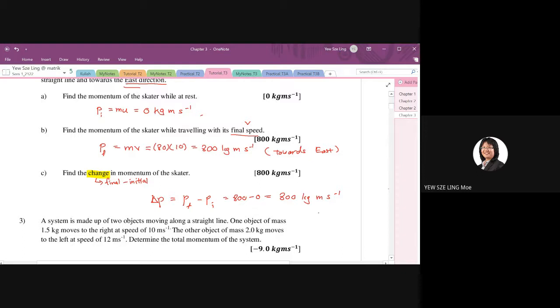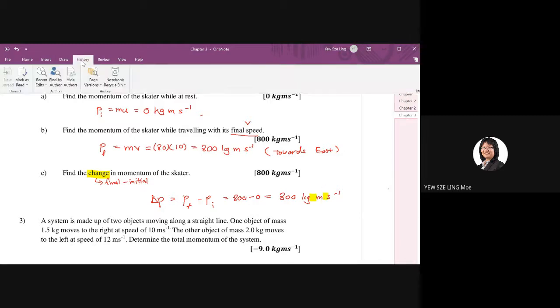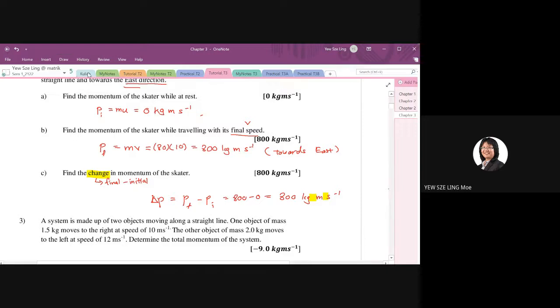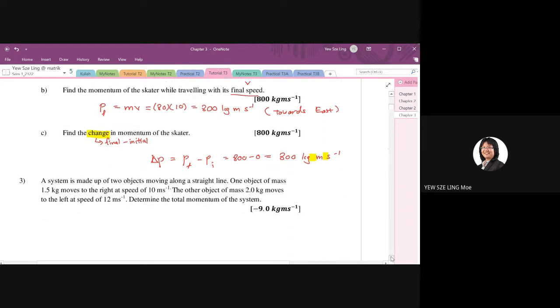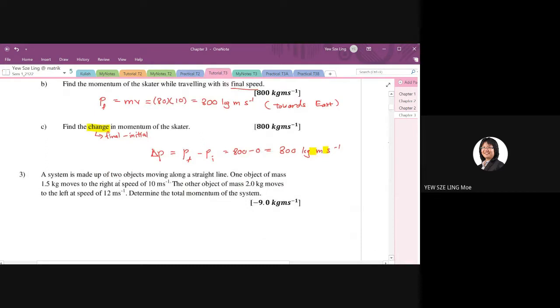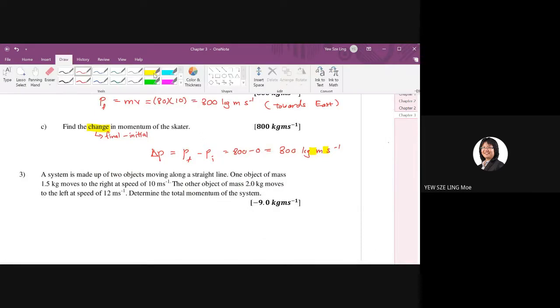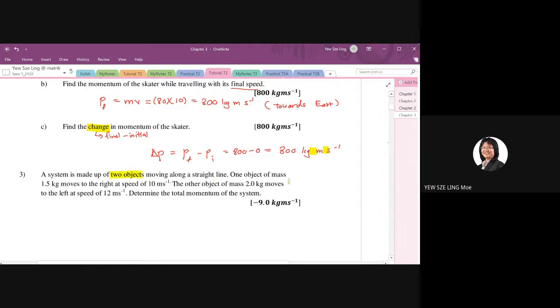Right. So when you write it, make sure to leave some space in between every unit, to indicate that this is unique. Otherwise, if you write them close to each other, then sometimes people might misunderstand the m as milli. For example, in question number 3. So if you look at question number 3, a system is made up of two objects. So now what do you have? You have two objects. One object, the mass is 1.5 kg. Now the keyword is it moves to the right at a speed of 10 meters per second.